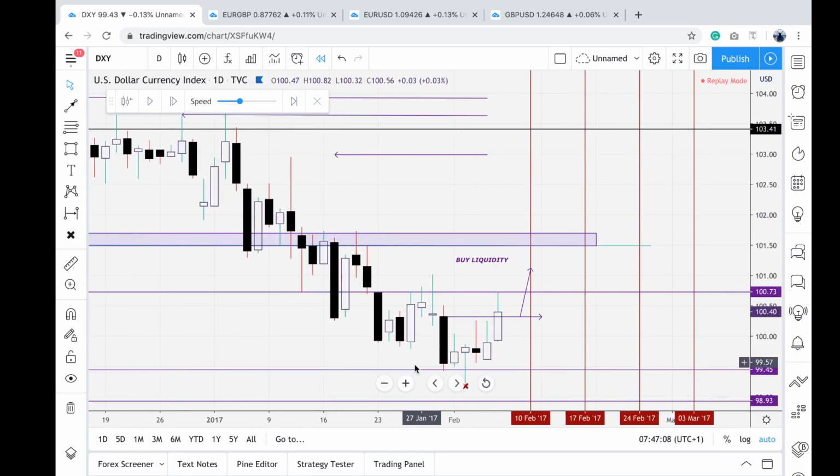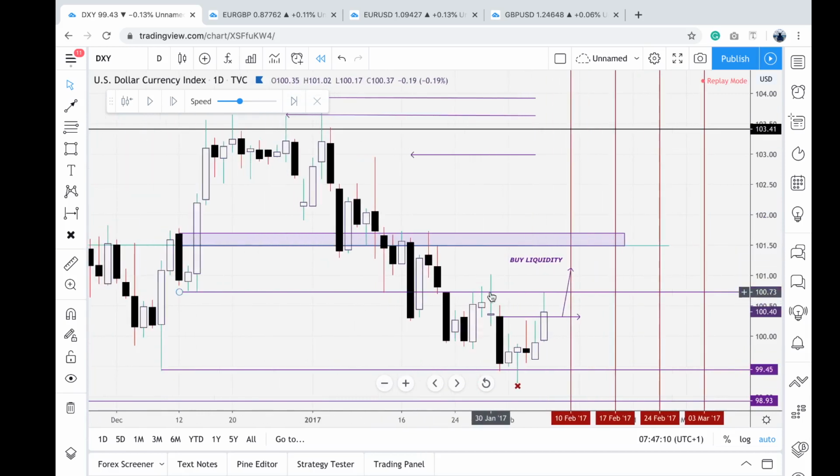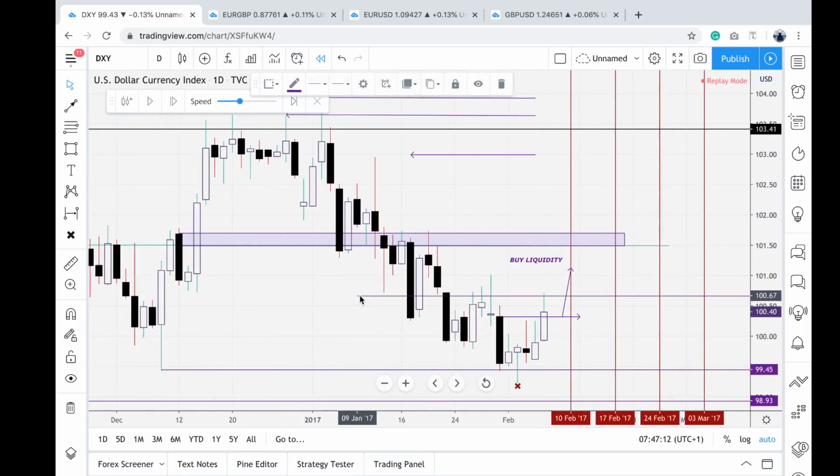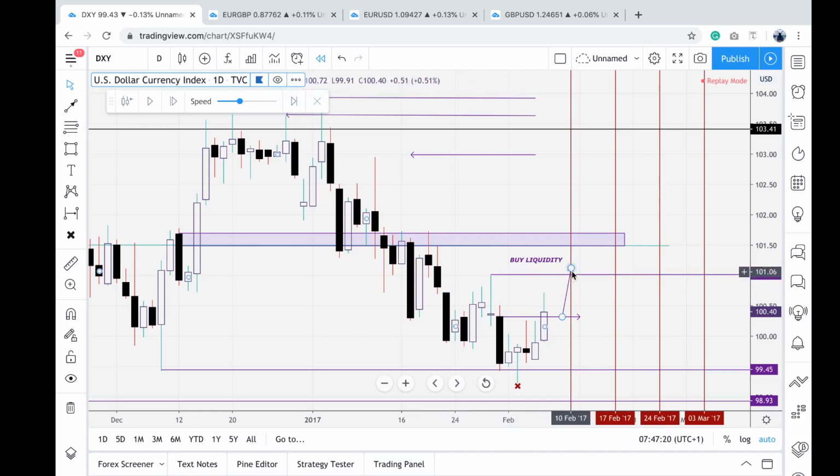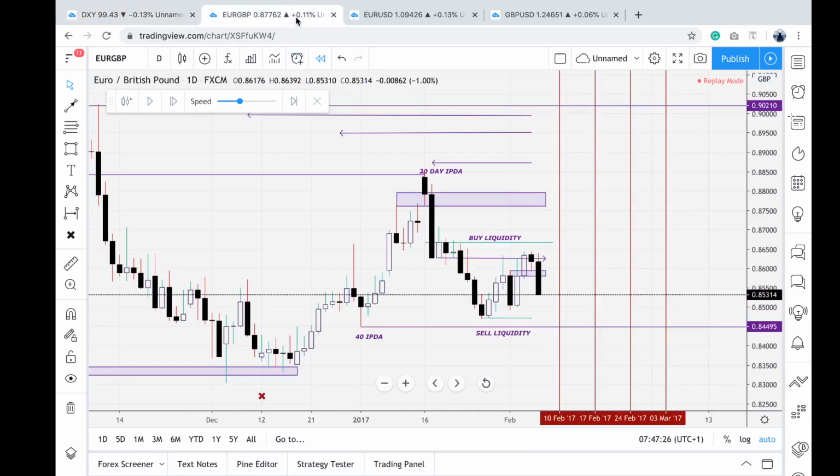Okay, so I think we could potentially neglect that low. Okay, I would say we made our buy side. So the next target on a bullish basis would be that level on DXY. So now Euro pound basically stopped us out. So there's no big deal there.